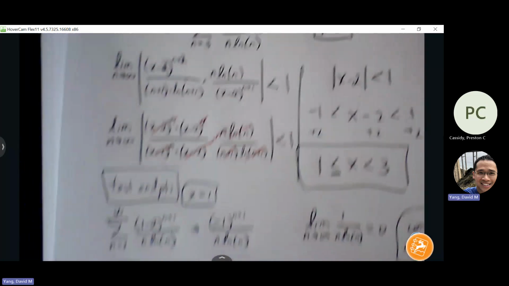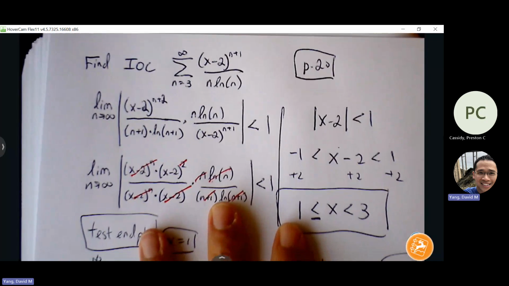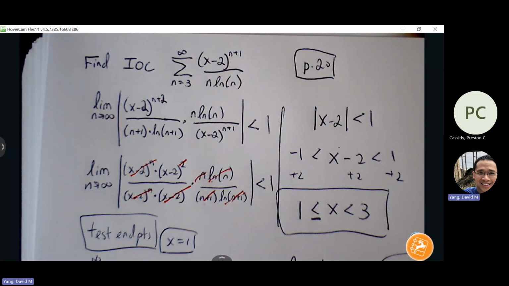Yeah, so we did number 20 here. This is page 20 in the notes packet. Big one? Yeah, big one. We did a full interval of convergence where we had to test the endpoints. This is a lot of crossing out ones.